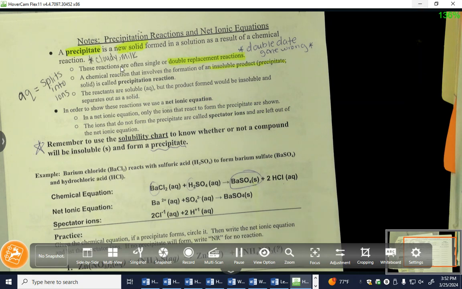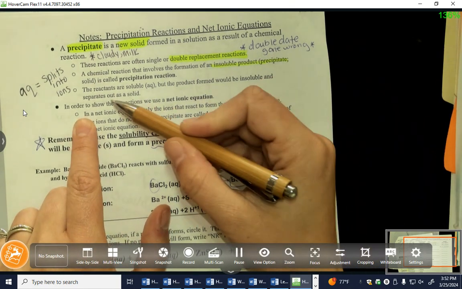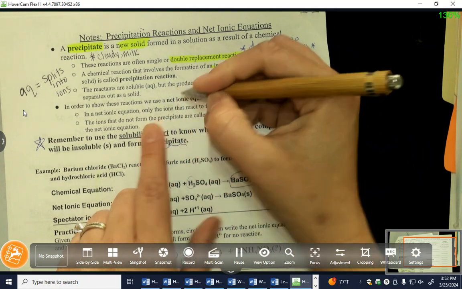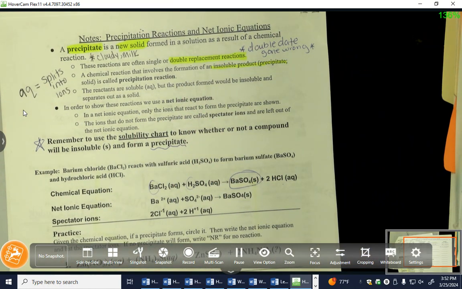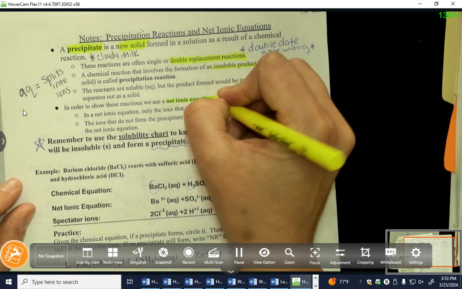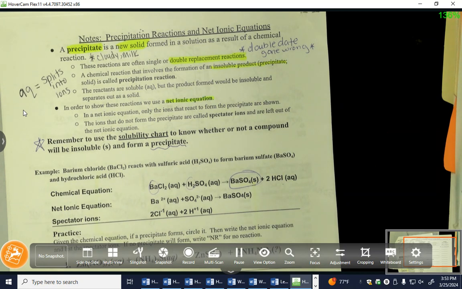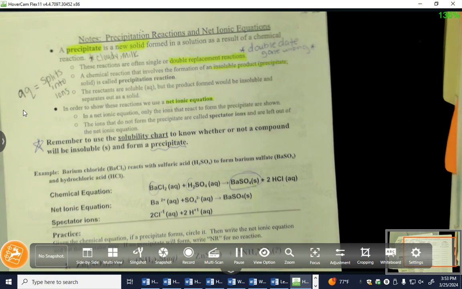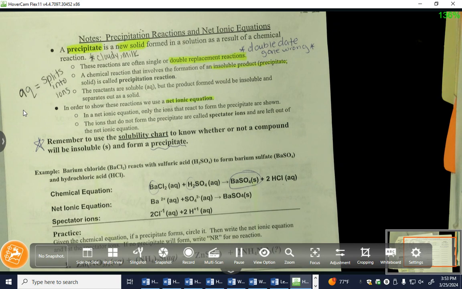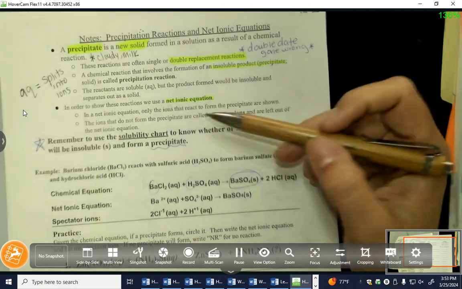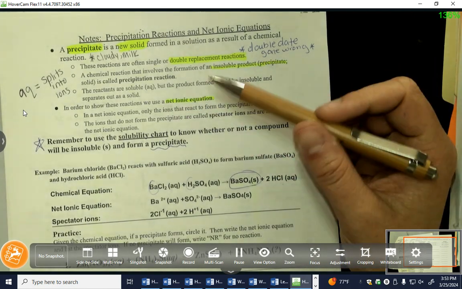So aqueous means that it's split into ions. Anytime you see aqueous, that's what it means, okay? Because they're dissolved in water. All right, so in order to show these reactions, we usually use something called the net ionic equation, all right? And it's going to come from a complete ionic equation, which I am going to have you guys write one because it does show up in your Schoology homework, and I don't want you to be confused as to why it looks so crazy. All right, so a net ionic equation comes from the complete ionic equation.